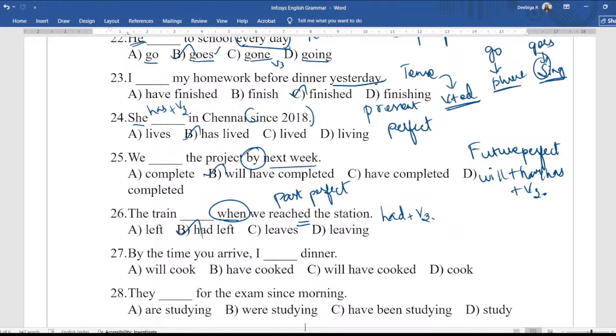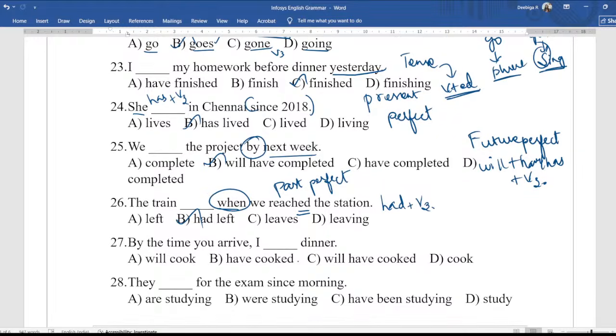Okay. By the time you arrive, dash. I dash dinner. I want you guys to answer for this. I already told you, when you see by, you have to use future perfect tense. So what would you choose? Just put it in the comment section. Live chat, the 27th question.